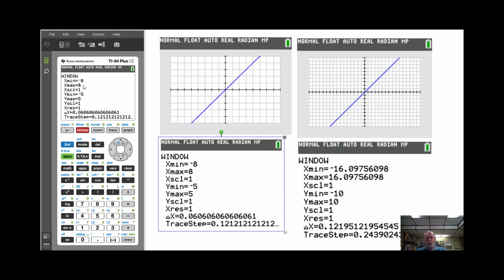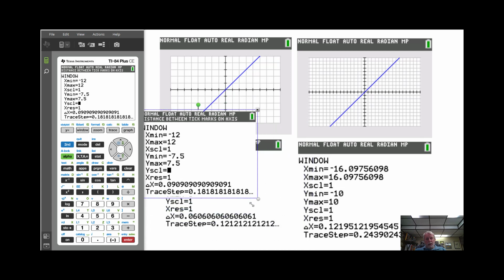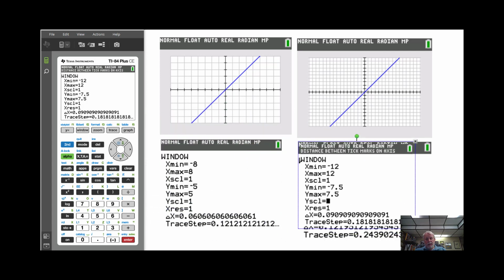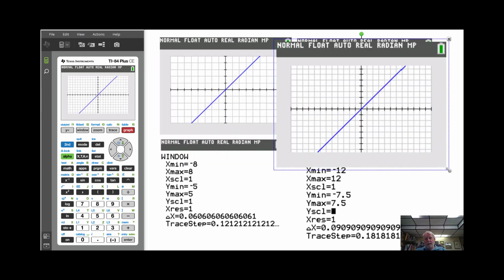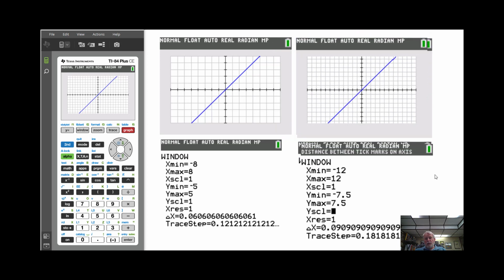I'm going to go halfway between these. So I'm thinking halfway between 8 and 16 is 12. So how about if we go negative 12 to 12 in steps of 1, and halfway between 5 and 10, don't ask your students because they'll say, oh no, you've gone too far, would be negative 7.5 to 7.5. Let me pull that off there, show you what that's going to look like. And press graph. And I really like that graph. The squares aren't too big, they're not too small.